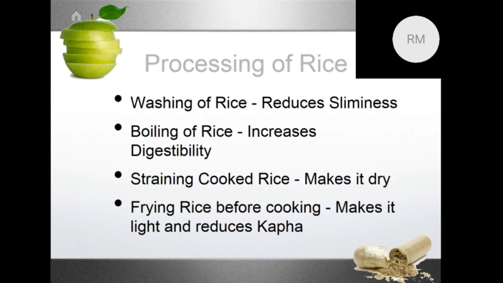So there's a distinction: oil should be used at the end of the frying process, and the oil itself should not be cooked much. So this is the Ayurvedic idea about processing of rice.